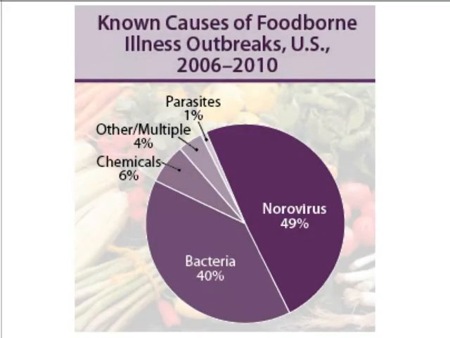So these are the known causes of food-borne illness in the US. This is tracked very carefully because people are always getting sick from stuff that is in their food. Here's norovirus, 49%. Bacteria are a big cause, of course, and then other things here as well.